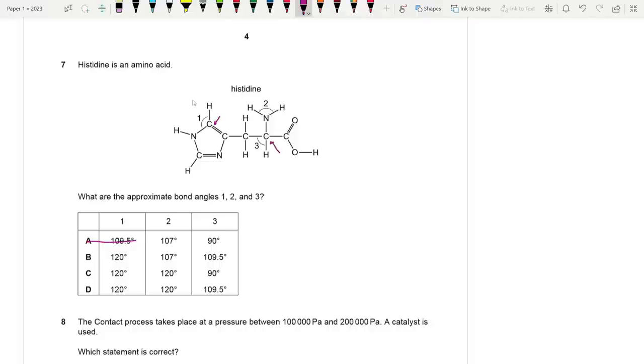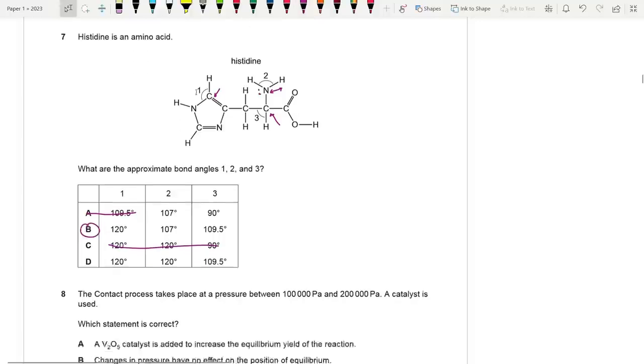Okay, look at this carbon over here. It is sp3 hybridized, just like methane. So 3 should be 109.5. Okay, last. Nitrogen, just like ammonia, it has 3 single bonds and 1 lone pair, so it's going to be pyramidal or have an angle of 107 degrees. So I'm going to go with 7b.